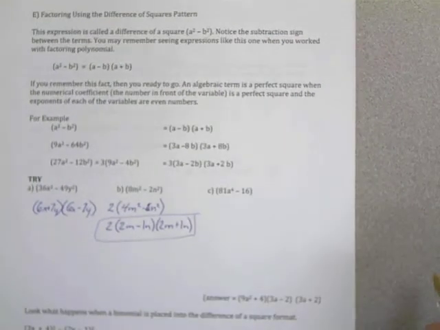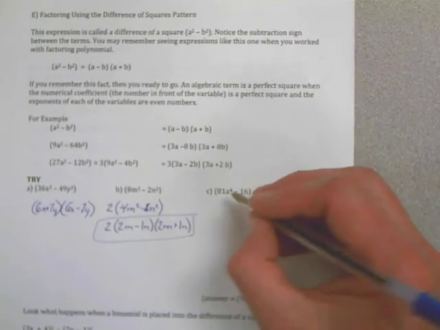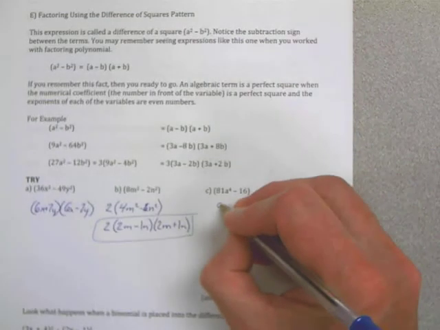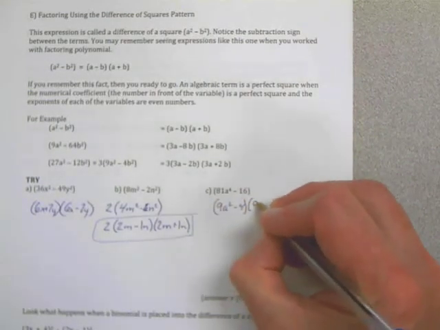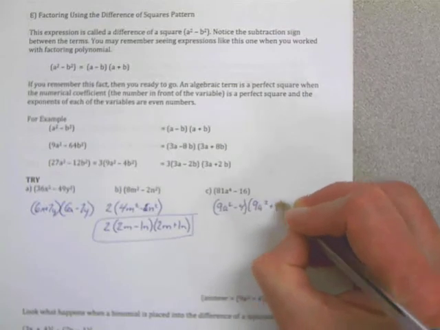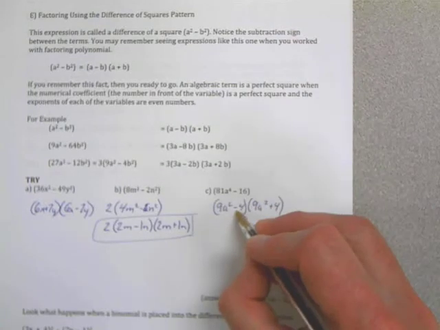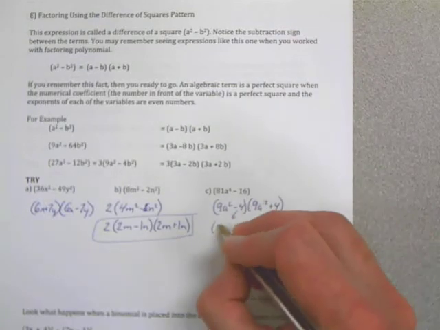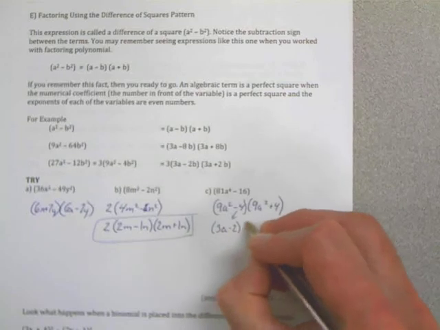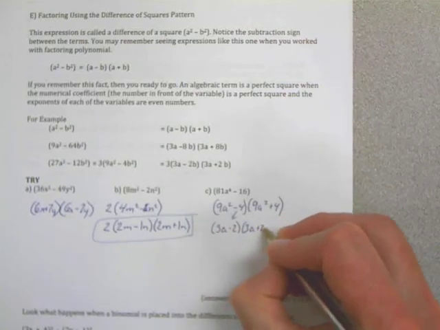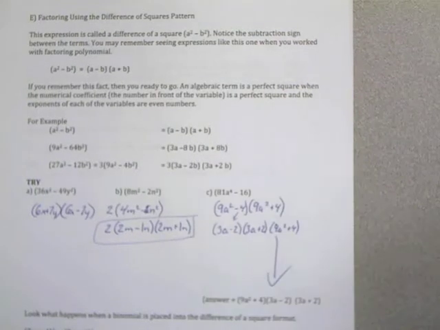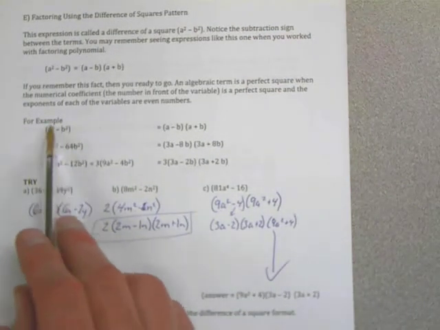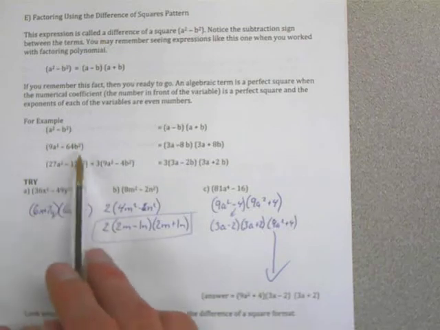This one a little challenging, a little different. So I can go 9a squared minus 4 times 9a squared plus 4. If I take a look, this is also a difference of a square, so I can go 3a minus 2 and 3a plus 2 times 9a squared plus 4. So same answer as down below. So a little easier, but you've got to be careful. This is what you want to look for. All right.